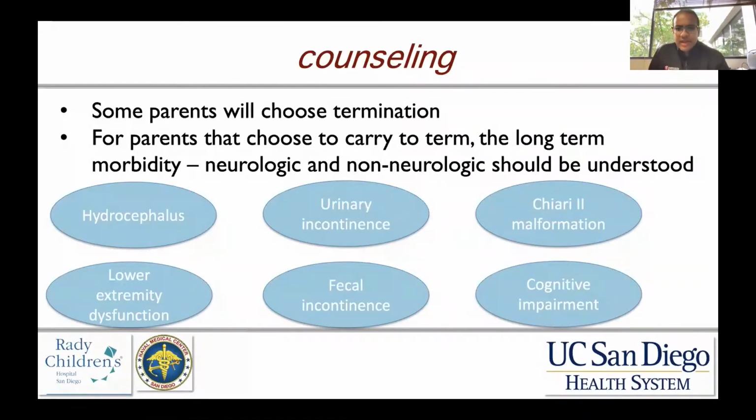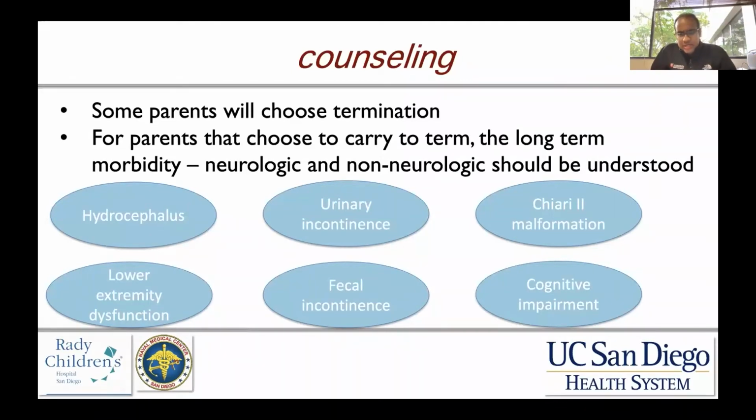Urinary continence and incontinence: based on the level of the lesion, whether or not the child will have any semblance of continence, and if not, what that looks like long-term in terms of clean intermittent catheterization and subsequent need for monitoring for kidney disease and things like that. Same deal with fecal incontinence in terms of the neural structures. They're intimately related with both of those phenomena.